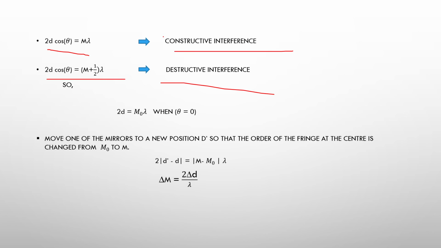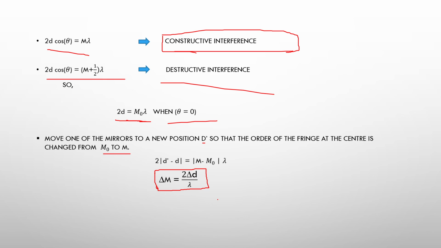We will consider the condition for constructive interference, and in a special case, let's say theta equals 0, then cos theta is equal to 1, so 2d equals m naught into lambda. Now move one of the mirrors to a new position d dash, so that the order of the fringe at the center is changed from m0 to m. Then this is the difference between the initial position and the final position. If you rearrange the terms, you will get delta m equals 2 delta d by lambda. This is the formula to calculate the wavelength of the light we put through it.